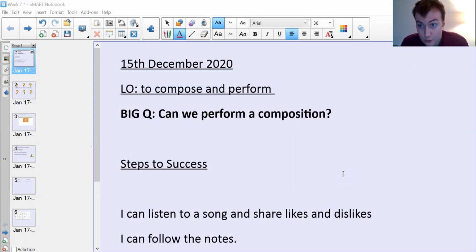So hopefully we've got that to compose something means to make up a tune, to write our own music. All right, so that is what we are doing today. We are making up our own tune, and then to perform is to sing that song or play that song on an instrument. So that is what we're looking at today, to compose and perform.